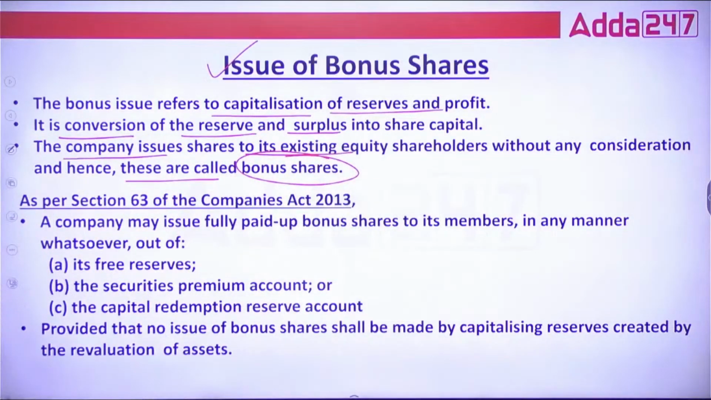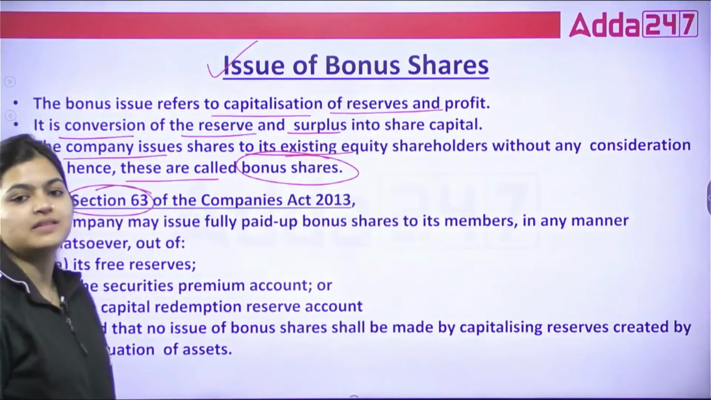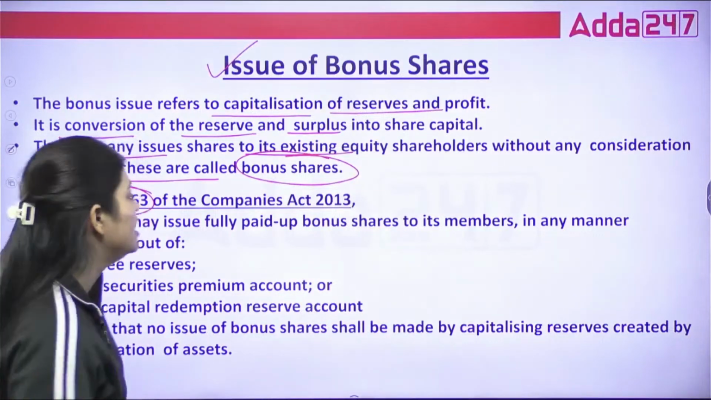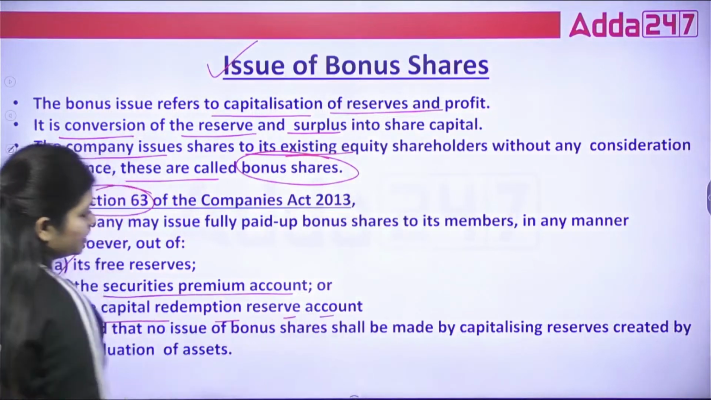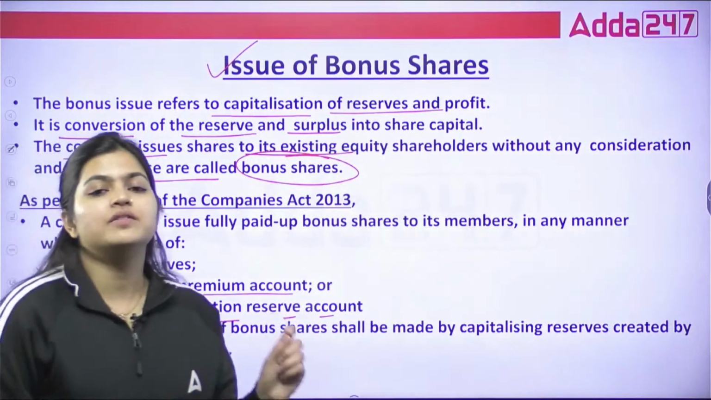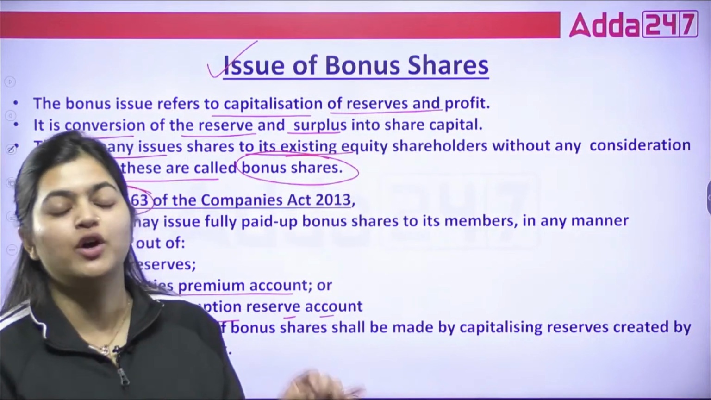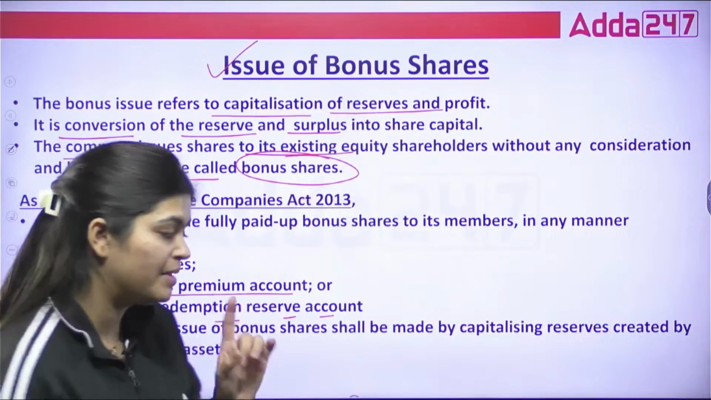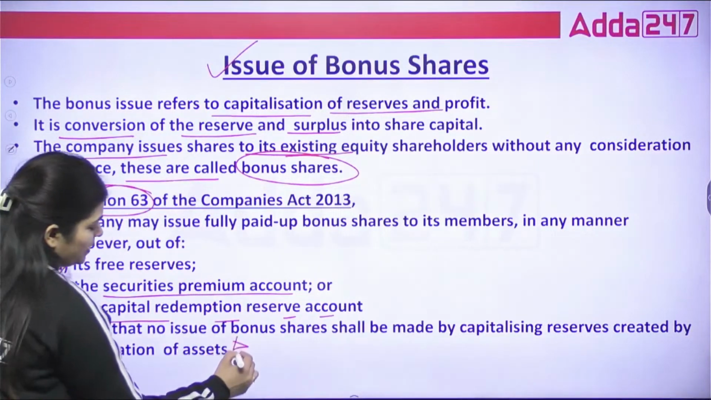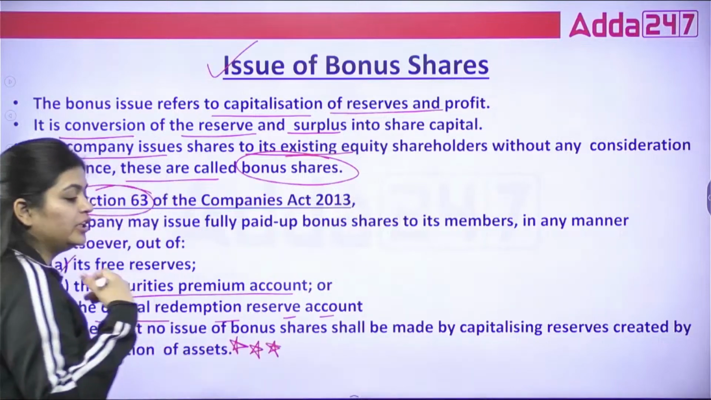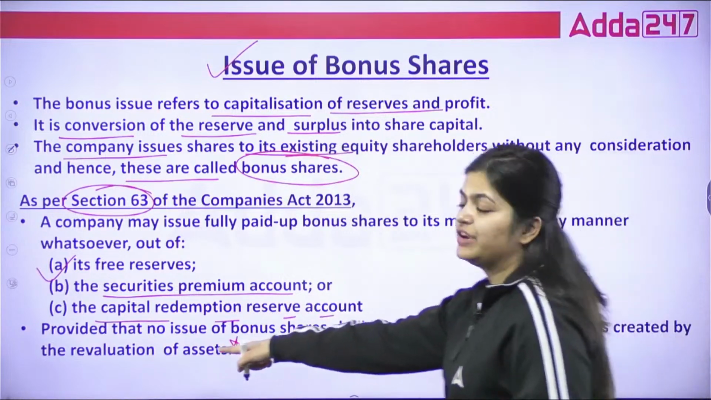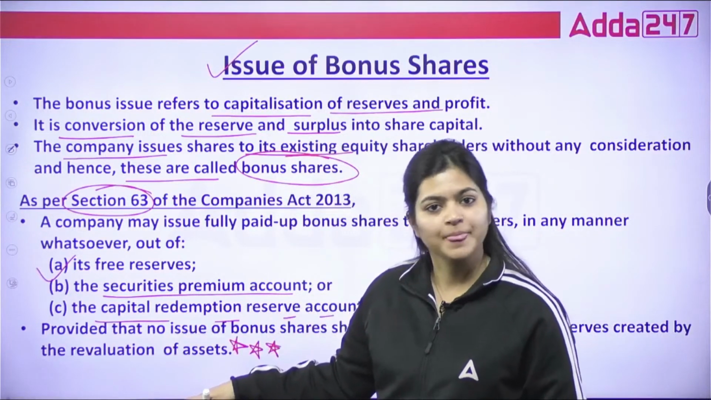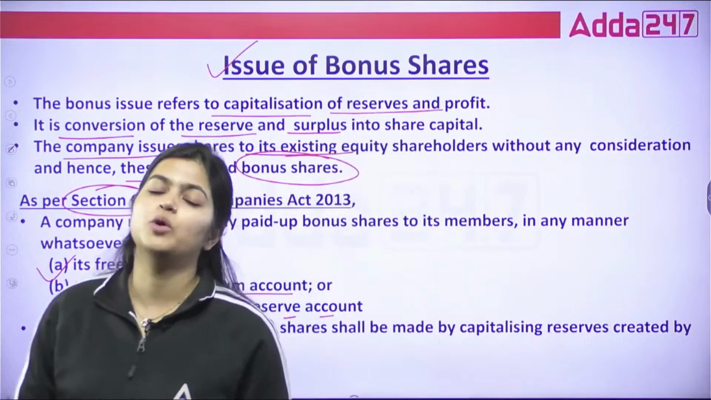Now, how can you distribute this bonus? It is given under Section 63 of the Companies Act that companies can issue bonus from their free reserves, securities premium account, and capital redemption reserve. They can never use the revaluation reserve account for distribution of bonus shares. Remember, in the exam there are many questions on which reserve account we cannot use for bonus distribution. That is your revaluation of assets. So this is about the issue of bonus shares.